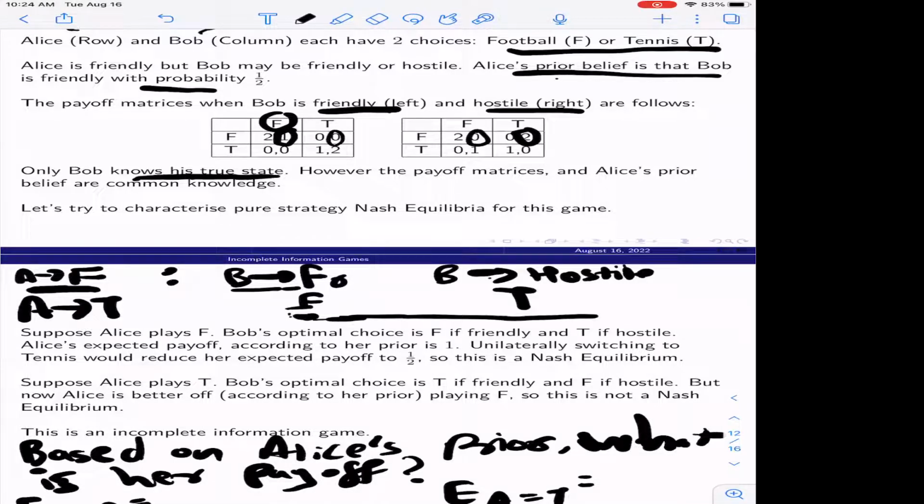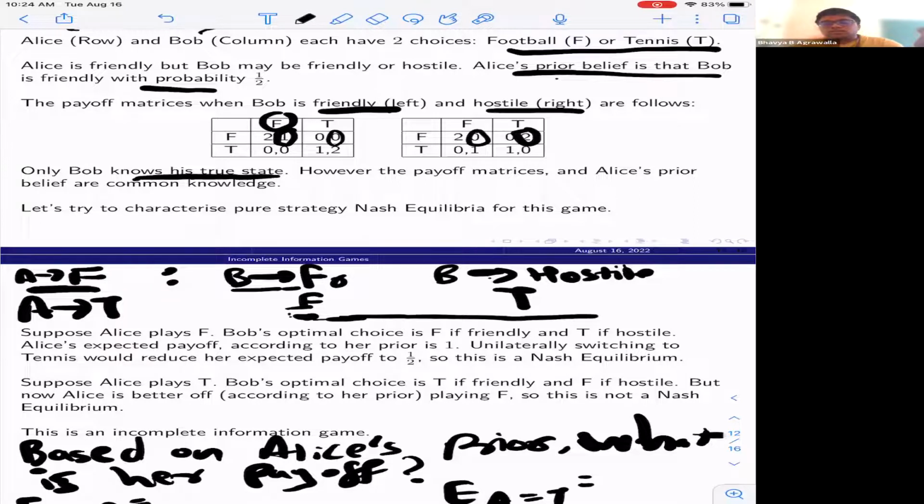Sorry? Then I guess playing football would work for Bob, because in any case, they won't guarantee a payoff. Yeah, exactly. So playing football is optimal for Bob if he's friendly, and playing tennis is optimal if he's hostile. So let's view the world from Alice's viewpoint.